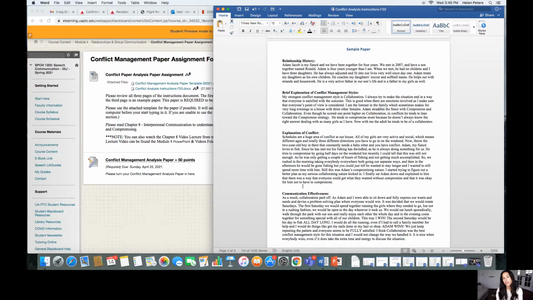So why would you say that you're more of a collaborator or an avoider or a competitor? You need to tell me not just what you are, but also why you are that, and why the other person is what they are. Give examples. And then the explanation of conflict.